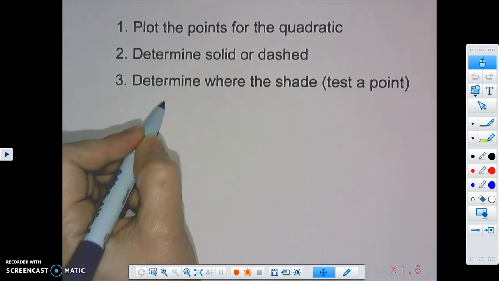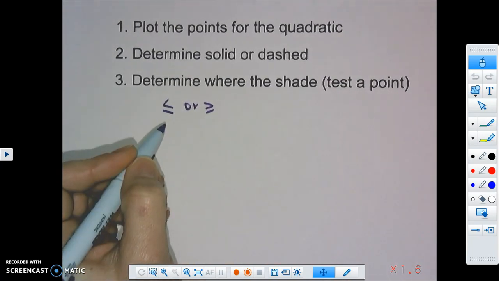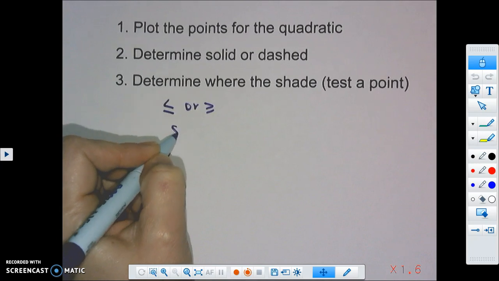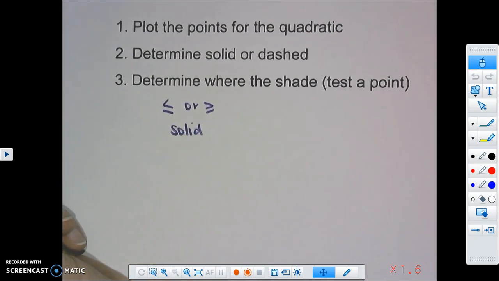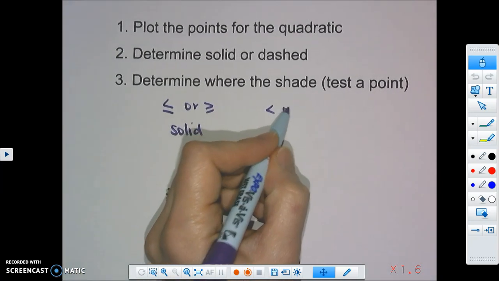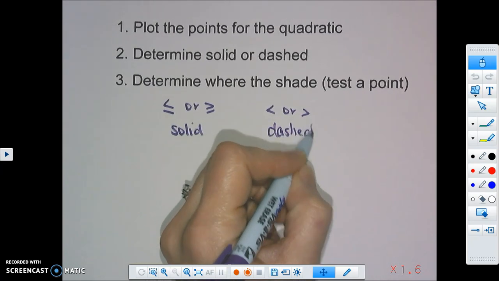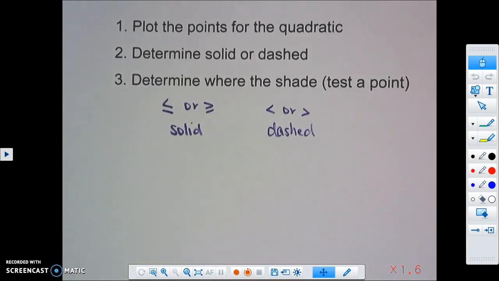If we have less than or equal to or greater than or equal to, those two, back when we did linear inequalities, would give us a solid line. Okay, so now we're going to have a solid parabola. If we have just less than or just greater than, those would produce a dashed line for us. After we determine whether it's solid or dashed, we're then going to determine if we are going to shade inside or outside, above or below each of those parabolas.